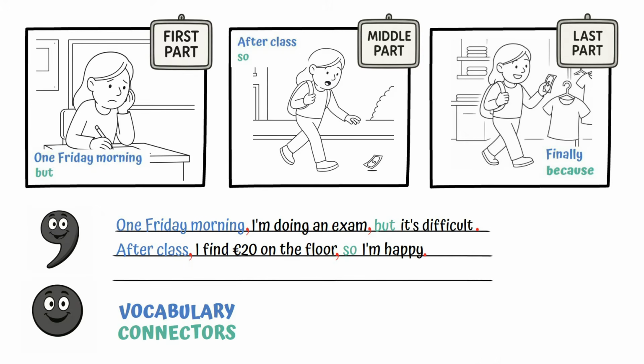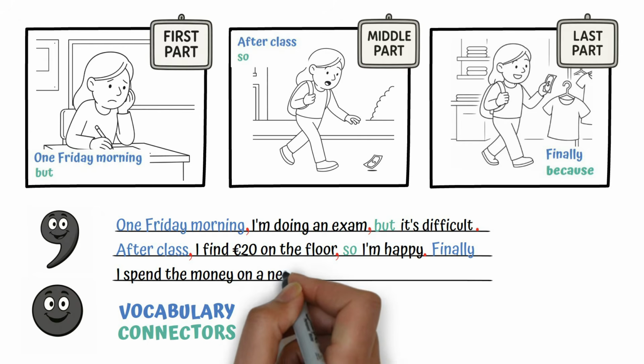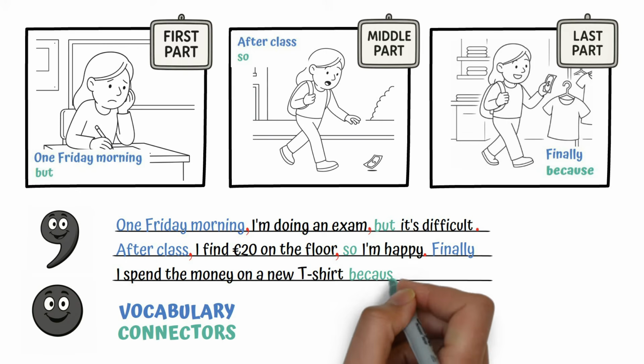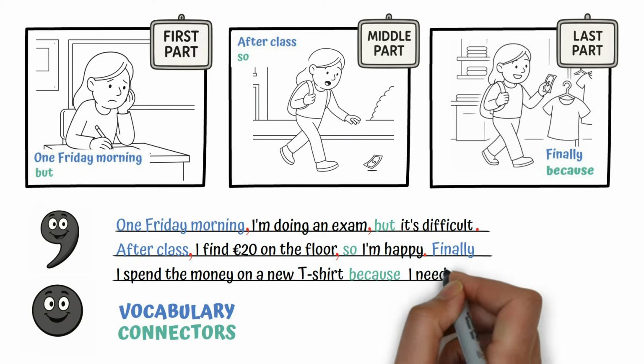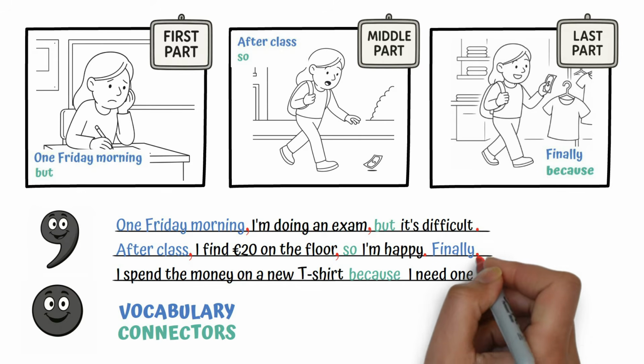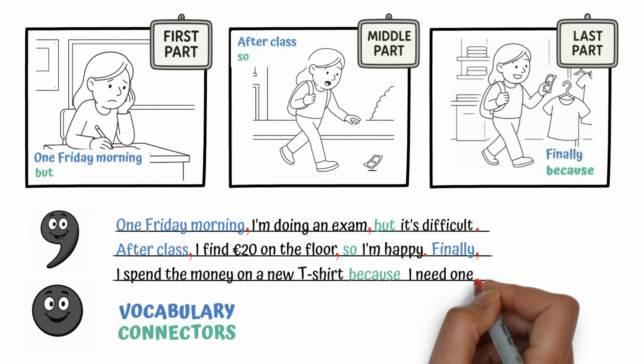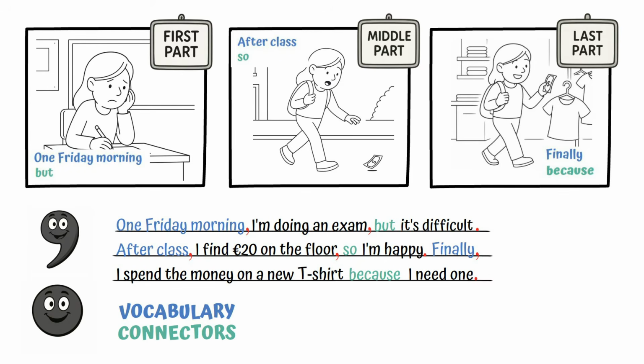Now, let's write the last sentence for my story. Finally, I spend the money on a new t-shirt because I need one. Again, use a comma after the story vocabulary finally and a full stop at the end of the sentence. You do not need to use a comma before because.